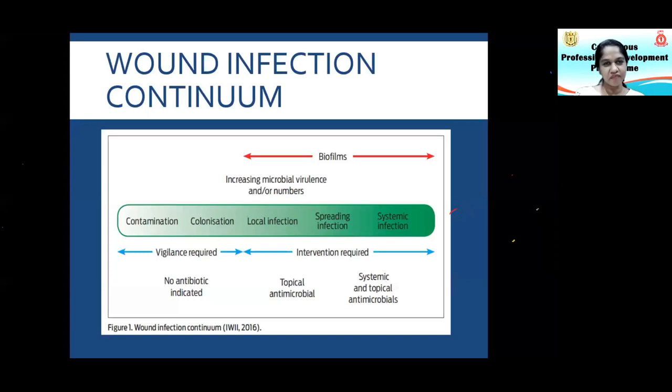There is a thing called the wound infection continuum. Any chronic ulcer may have some amount of microorganisms in it. It could be either contamination or colonization. In these two states, the microorganisms are living in harmony with the ulcer environment without causing any further damage or impedance to the wound healing process. But when the microbial virulence or number increases, it becomes local infection, and then it can spread to the surrounding tissue and even cause systemic infection, which needs systemic antibiotics. So antibiotics are actually indicated only from the third stage, that is local infection.